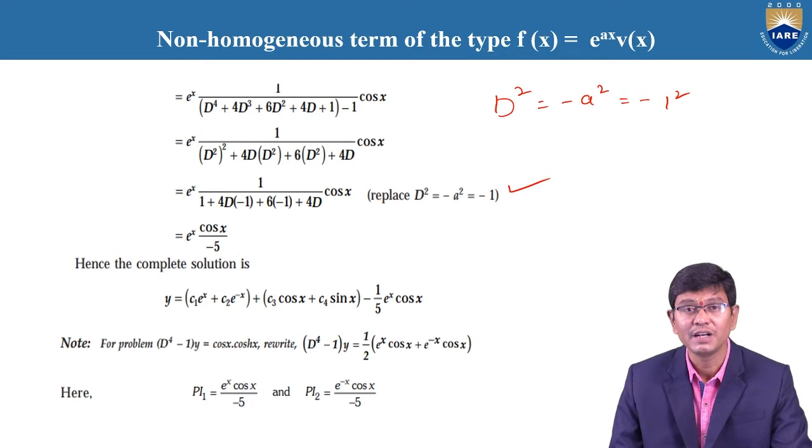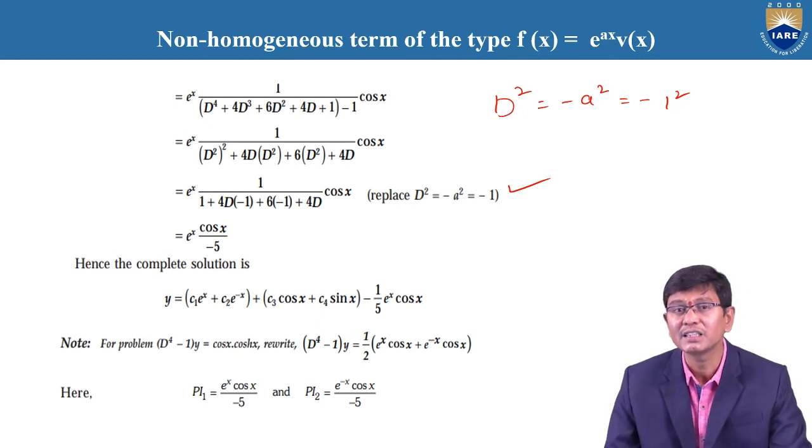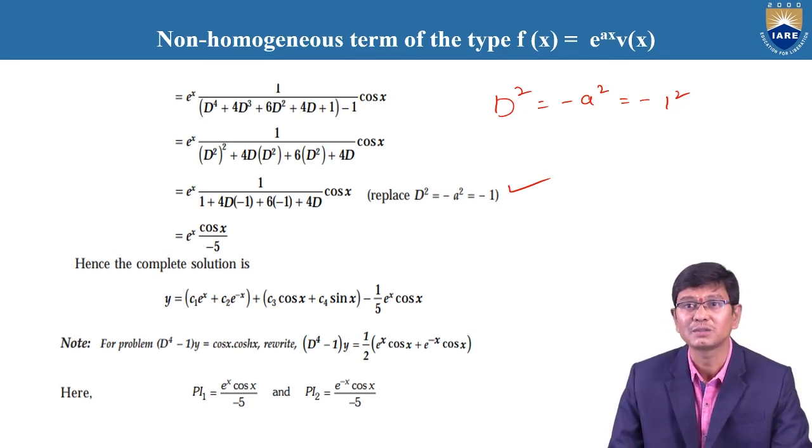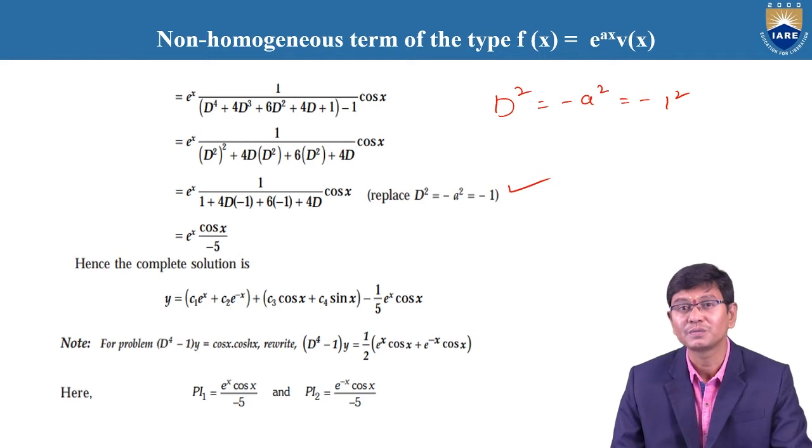We need to write, separating those two terms, part 1 and again part 2. After that simplification, you obtain that the particular integration part 1 is e power x into cos x by minus 5, and the particular integration part 2 is also e power x into cos x by minus 5.